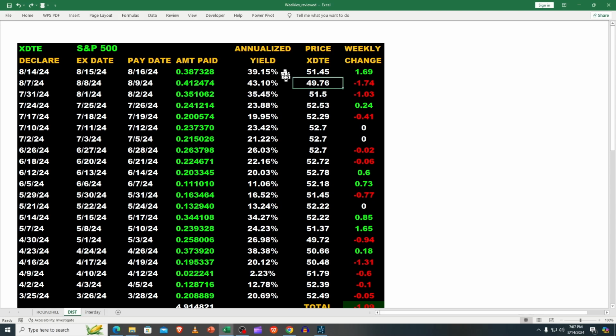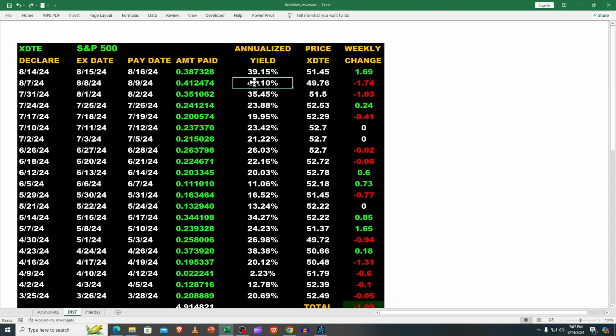Now, I could also do it here. How much did the yield go up or how much did the payment go up? But you guys can kind of see that. You end up with 20 columns. And the pertinent data is you can see it paid 38, almost 39 cents. Last week, it was 41 cents. Okay, and on a lower price.